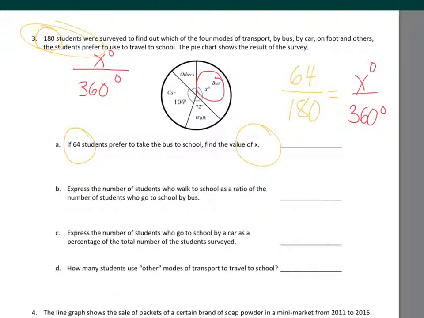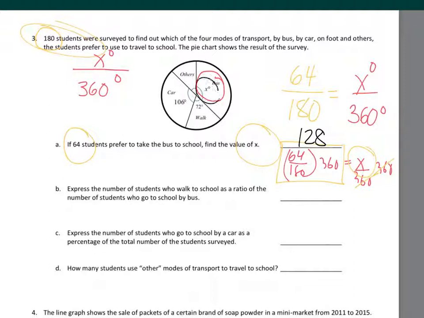To solve this, you can do different ways of manipulating the equation. One way is to multiply both sides by 360. So you have 64 over 180 times 360 is x over 360 times 360. Here it is very clear that these two will cancel, and to find the x, all we have to do is simplify this value. Now 64 over 180 times 360, if you compute that value, you should get 128. So the answer to this question is 128. So x degrees is 128 degrees.